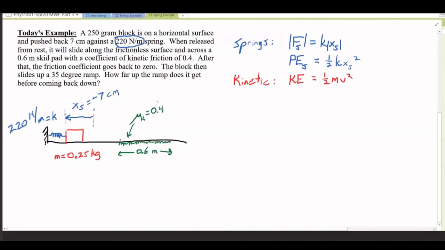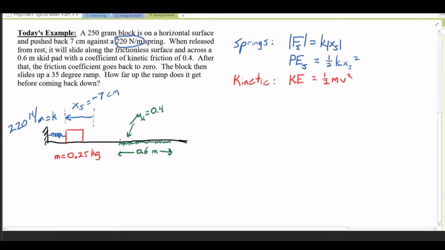So you can imagine what's going to happen to a sliding object when it hits a rough portion, a frictional portion. It's going to start slowing down. It's going to scrape against that surface and start slowing down. Now, after that, the friction coefficient goes back to 0, and the block slides up a 35-degree ramp.